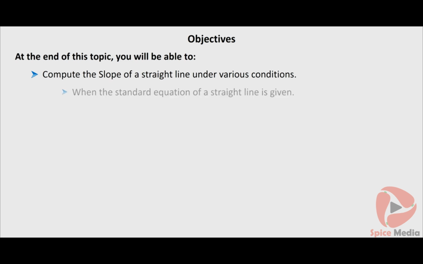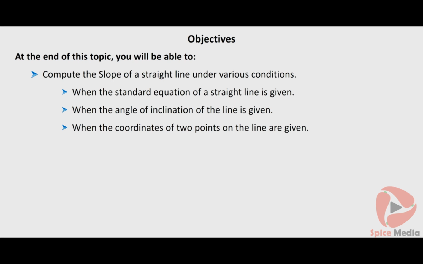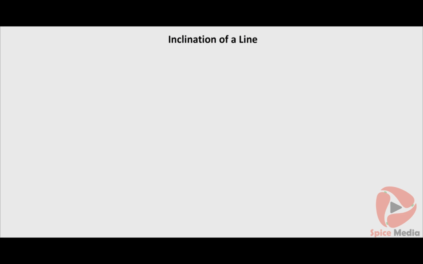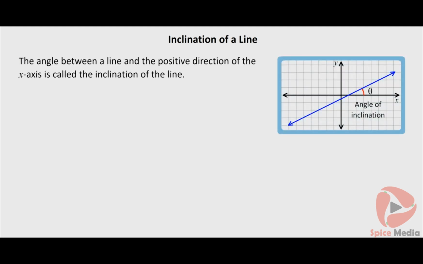At the end of this topic, you will be able to compute the slope of a straight line under various conditions: when the standard equation of a straight line is given, when the angle of inclination of the line is given, and when the coordinates of 2 points on the line are given. You will also test the parallelism and perpendicularity of 2 lines. Let us learn about the inclination of a line.